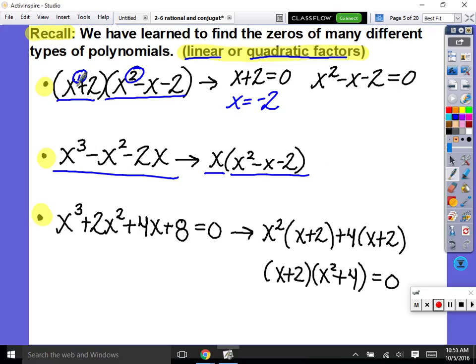Because that's 1. So this would have 3 solutions. Good point. That's one thing you should always check. This one should have 3, correct?